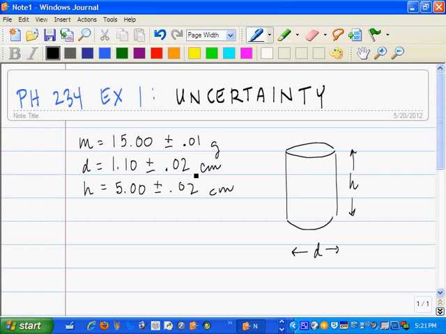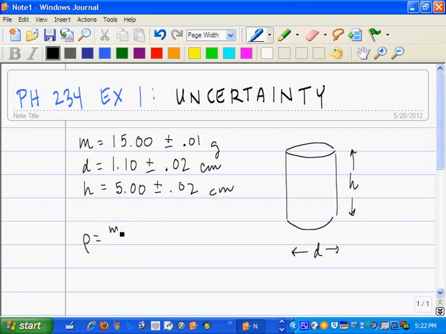We might use a ruler to measure the diameter, and in this case we've measured the diameter to be 1.1 plus or minus 0.02 centimeters. That's really the best I can guarantee that the diameter has been measured, to within 0.02 centimeters. And we do the same thing to measure the height, and we measure that to be 5.00 plus or minus 0.02 centimeters.